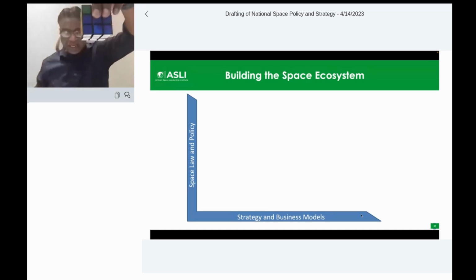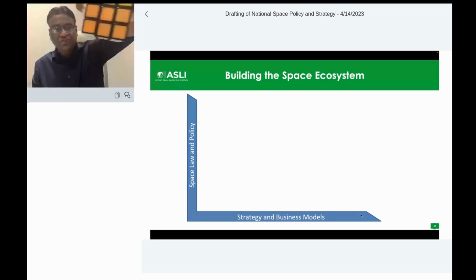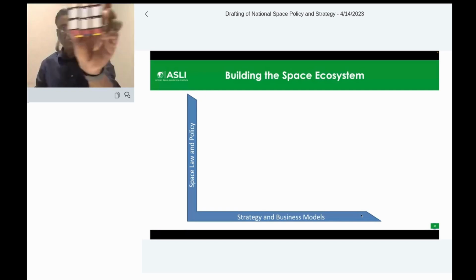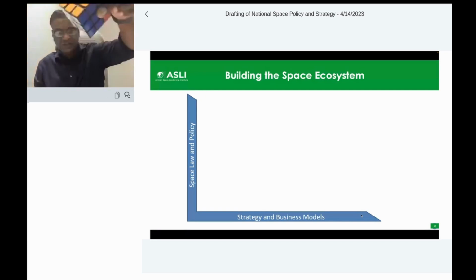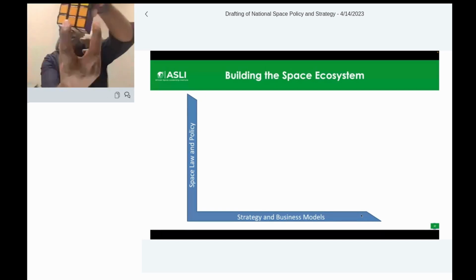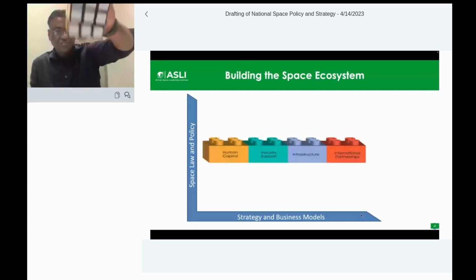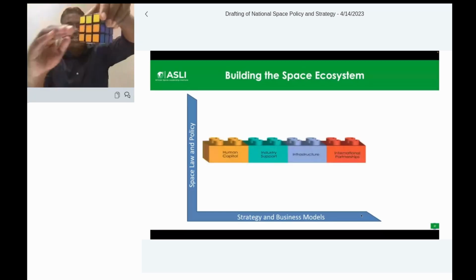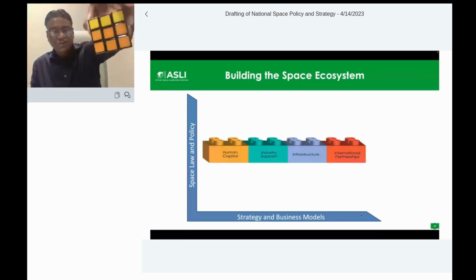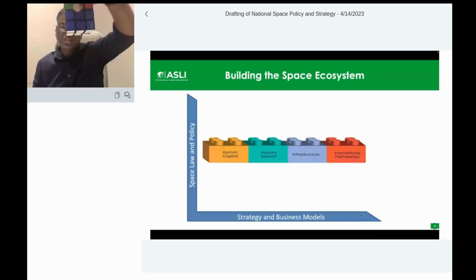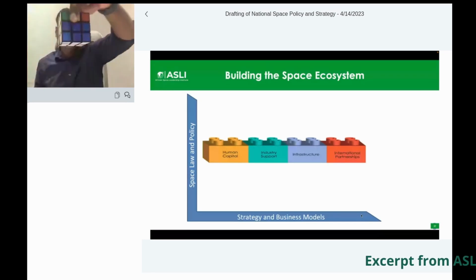The second layer is actually my building blocks. Okay, remember the first one is the cross, which is the policy and the law. The outer corners are my strategy and my business model. The next layer is my human capital, industry, infrastructure. That's giving more structure to this ecosystem. It's the middle layer. Okay.